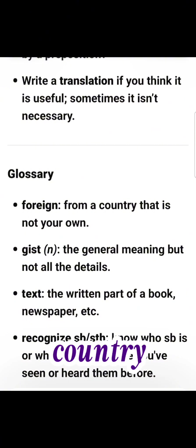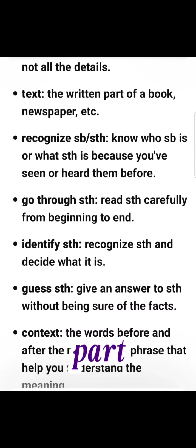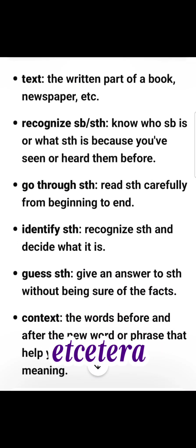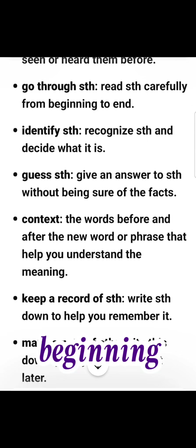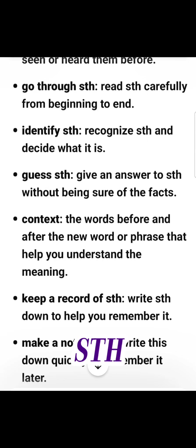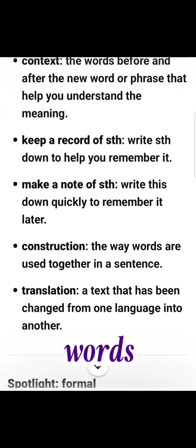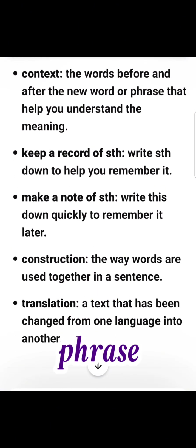Glossary. Foreign: from a country that is not your own. Gist, noun: the general meaning but not all the details. Text: the written part of a book, newspaper, etc. Recognize somebody or something: know who someone is or what something is because you've seen or heard them before. Go through something: read carefully from beginning to end. Identify something: recognize and decide what it is. Guess: give an answer to something without being sure of the facts. Context: the words before and after the new word or phrase that help you understand the meaning.